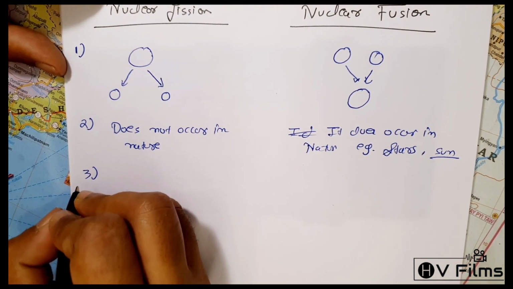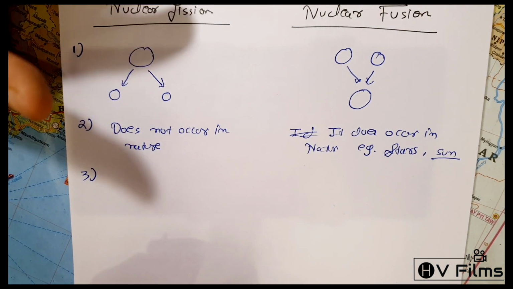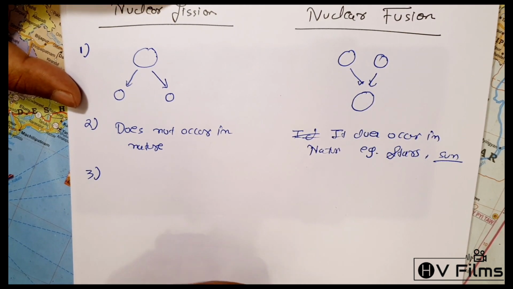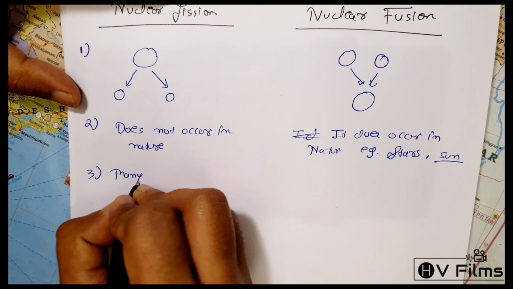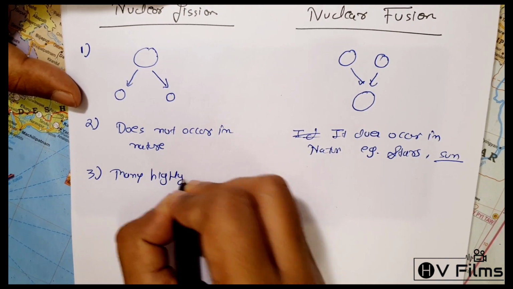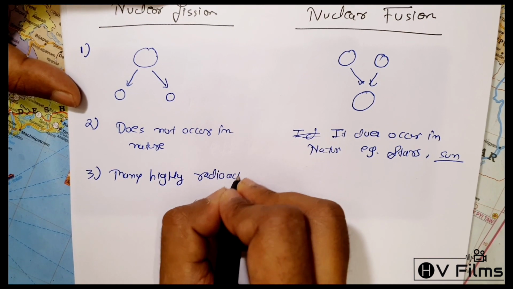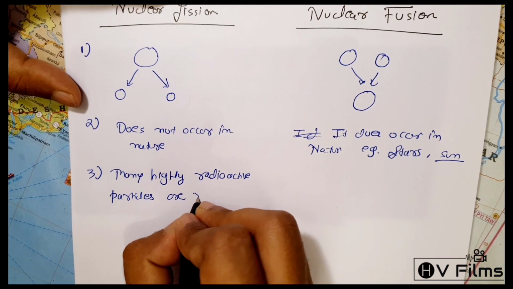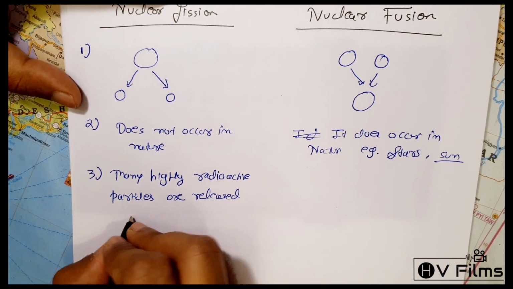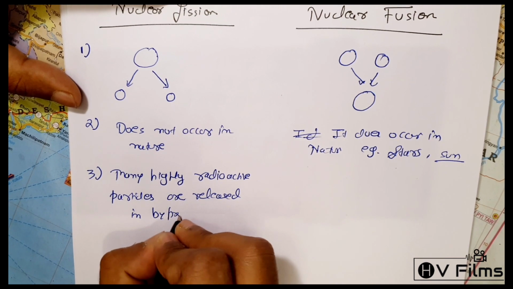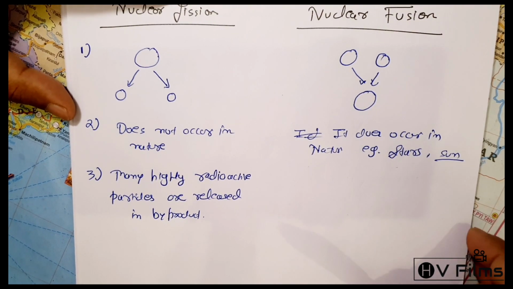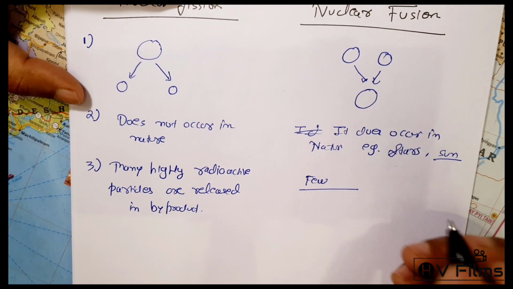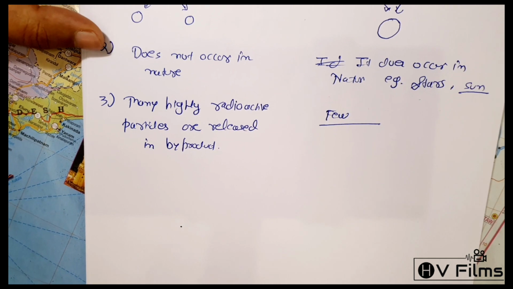The third point is about the byproducts of the reaction. In the fission reaction, many highly radioactive particles are released as byproducts. But in the nuclear fusion reaction, only a few radioactive particles are released during the reaction.